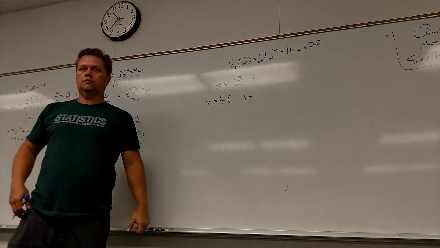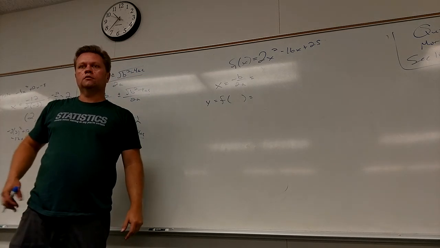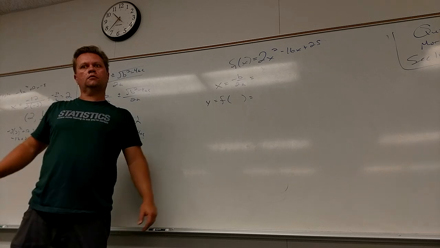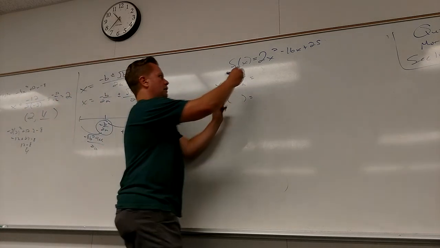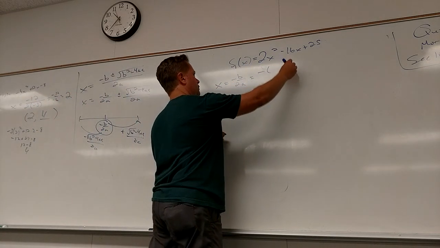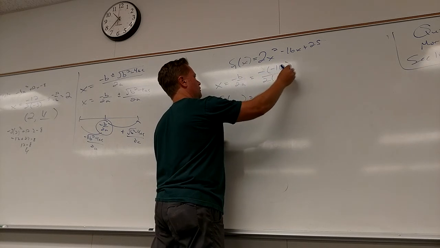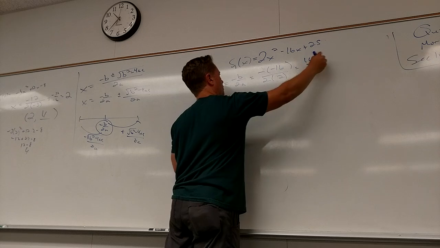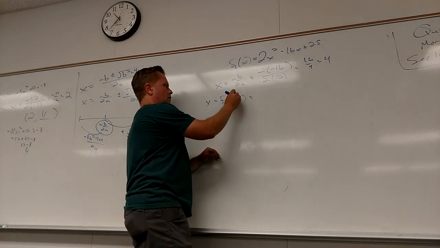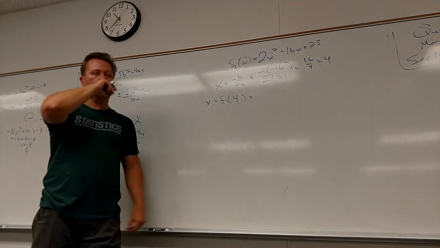When you plug in the negative 16, does it become positive? Yeah, well, it's negative b. So let's see, negative, what's b? Negative 16. All over twice a. So it becomes 16 over 4, which is 4. So then how do I get the y piece? I'll plug a 4 back in.